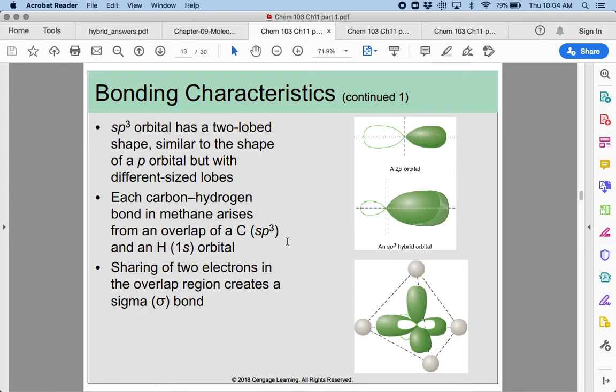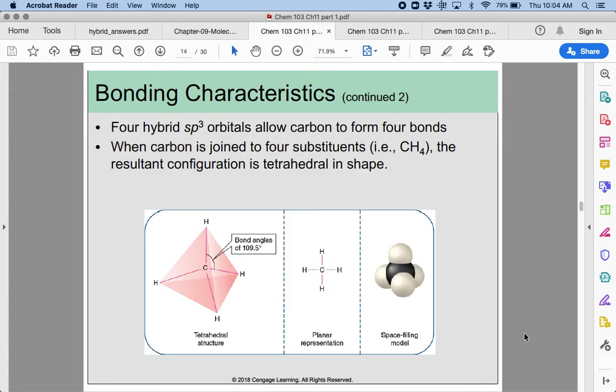Whenever we have a single bond, that will be the sharing of two electrons that overlap, and this would be what we call a sigma bond, represented by this symbol here or the word sigma. When we have a double bond or a triple bond, we'll have one sigma bond, because we're always going to have at least one sigma bond, and then any additional bonds on top of that. So in a double bond, we would have a sigma bond and then a pi bond. In a triple bond, we would have a sigma bond and two pi bonds. So we'll look at that as well.